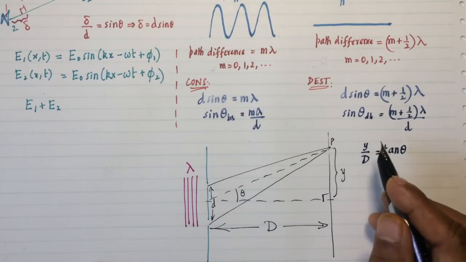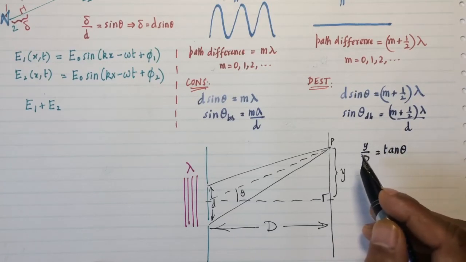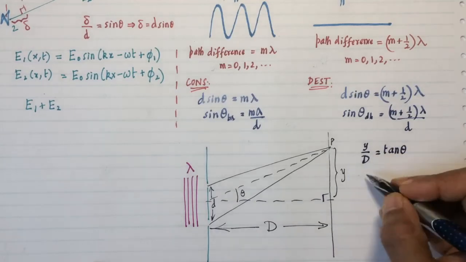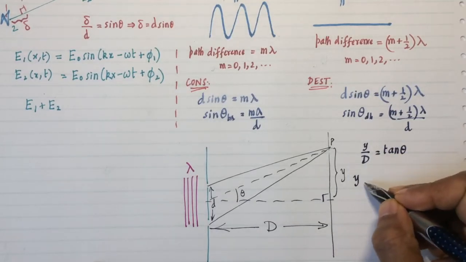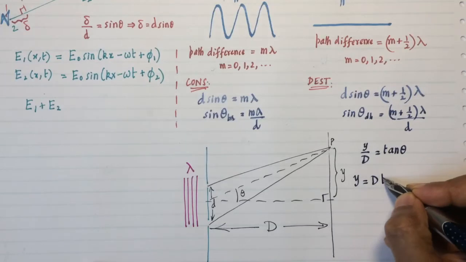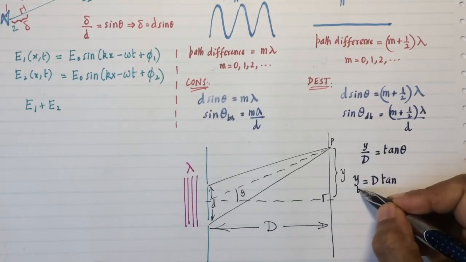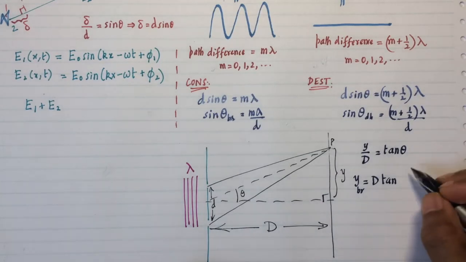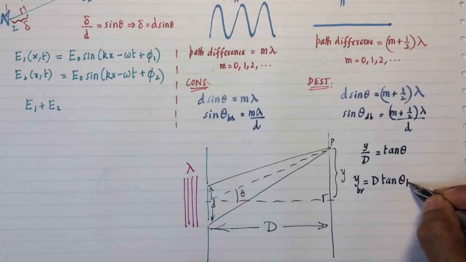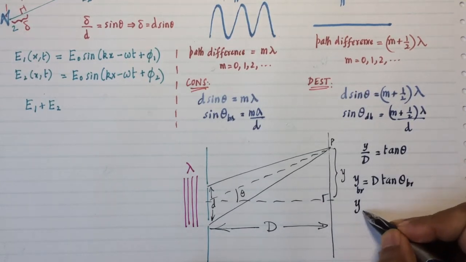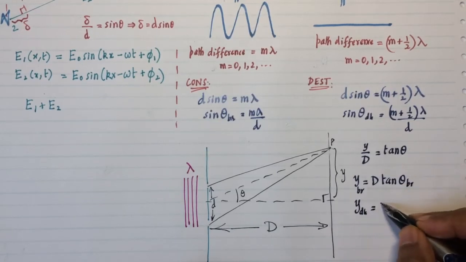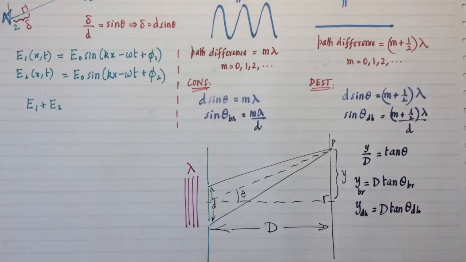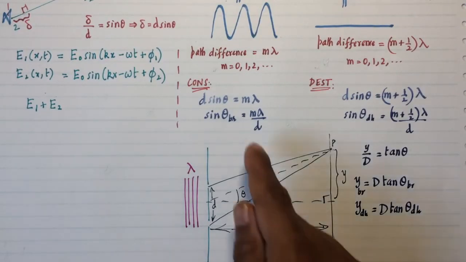That would be the proper way of doing it, and that should be your way of doing it if you're not sure the angles are small. So in reality, I would say y equals D tan theta. For the bright fringes, y bright equals D tan theta bright, and y dark equals D tan theta dark, where the bright and the dark parts simply come from here.